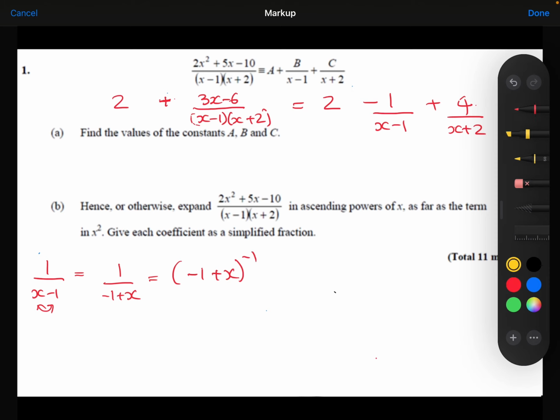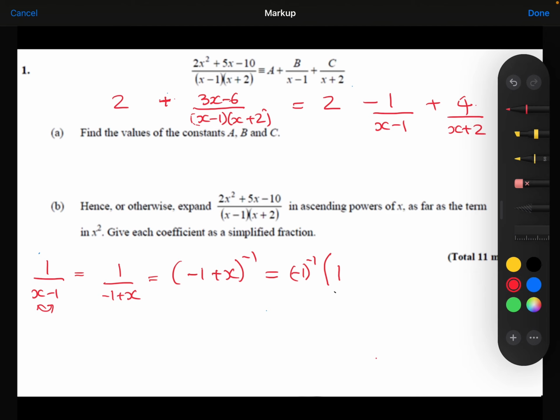This is still a bit of an issue though, because this is a minus 1 at the front there, not a plus 1. So I'm going to have to factorise minus 1 outside. That term at the front has to be a plus 1. So if I factorise minus 1 outside, I'm allowed to do that as long as I keep that minus 1 to the power of minus 1. So factorising the minus 1 outside is fine as long as it's kept to the power of minus 1.